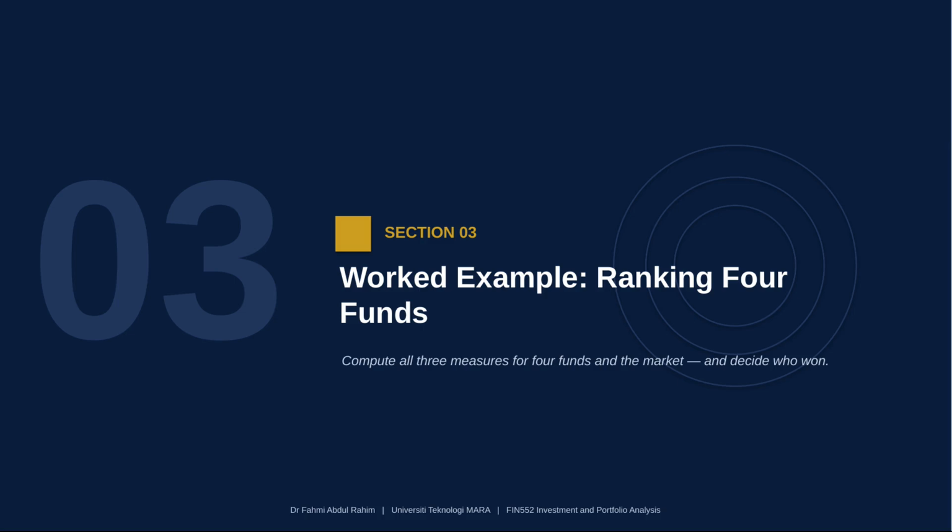Section 3 is where everything comes together. We have 4 real funds and the market, and we are going to compute all 3 measures, Treynor, Sharpe, and Jensen, for each, and then rank them. This is exactly the kind of question you will face in the exam, so follow the arithmetic carefully. It is all simple division and subtraction once you have the formulas. The most interesting lesson will come at the end. The 3 measures do not always agree on who won, and understanding why is the key insight of the chapter. Let us look at the data.